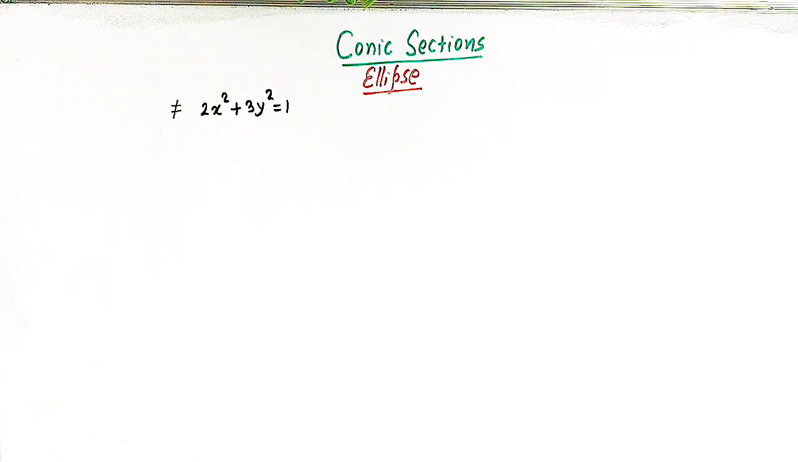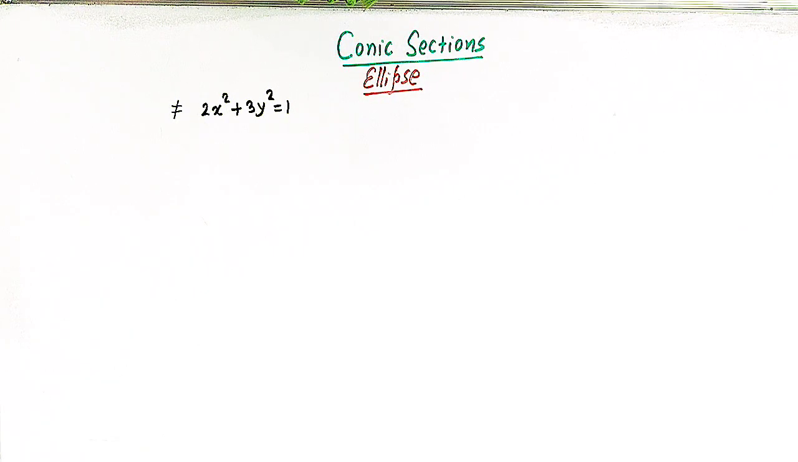So here we are given the Cartesian equation of an ellipse, and here we'll find out the length of major axis, the length of minor axis, the eccentricity, the foci, the vertices, the center, and the equation of the directrix of the ellipse and the area of the ellipse.